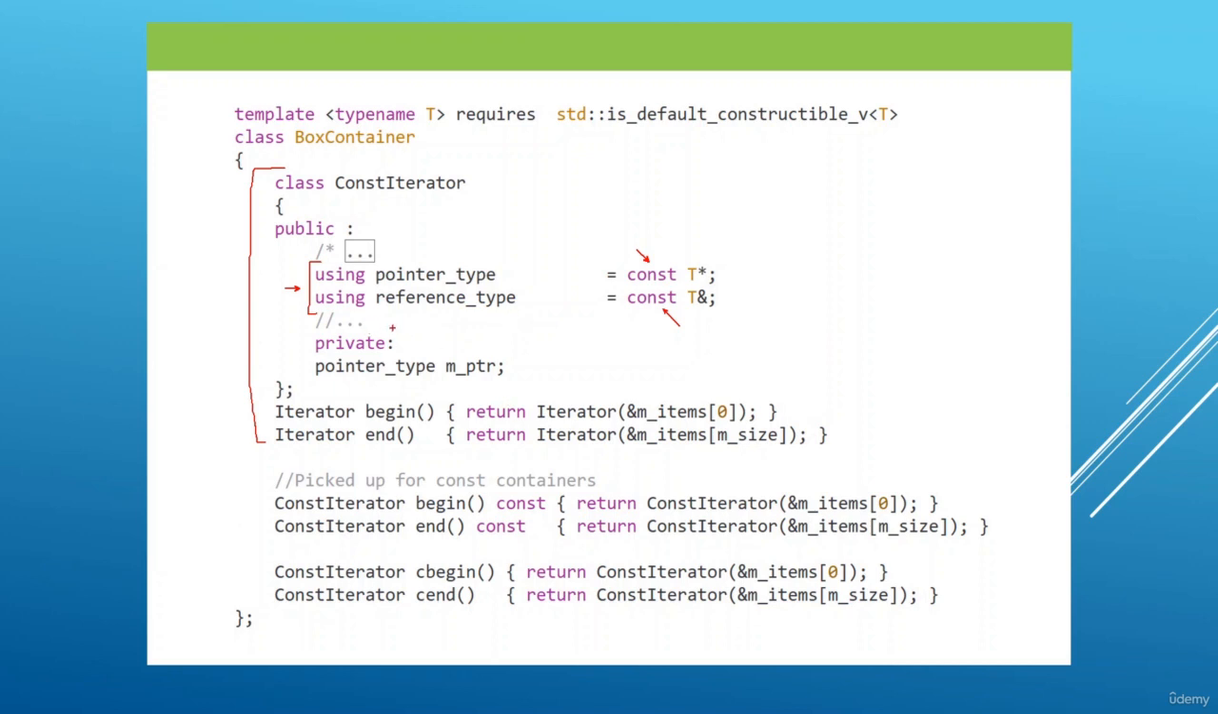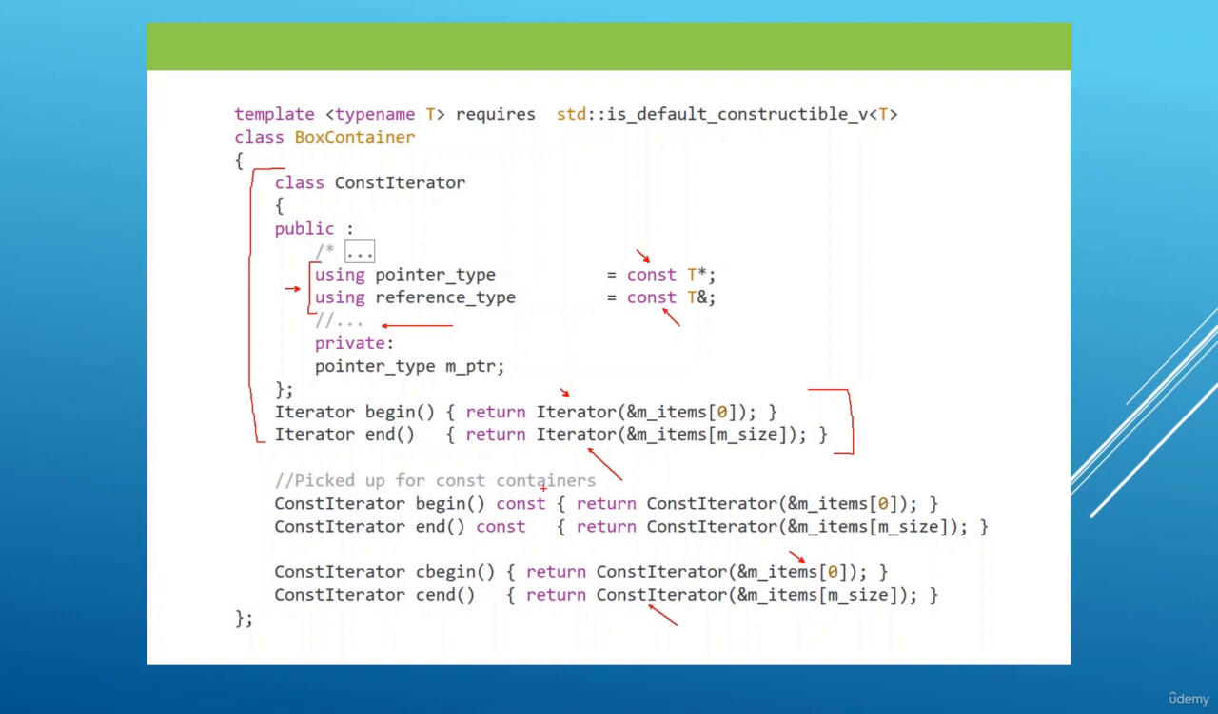Once we have this, we're going to provide a bunch of operators that are needed. These are going to be exactly the same as we had before with our iterator class. We are going to provide our begin and end methods as we did before. They are going to return iterator. We are going to provide cBegin and cEnd. These are going to be called when we need constant iterators. And they are going to return the same thing, but they are going to be using constant iterator here.